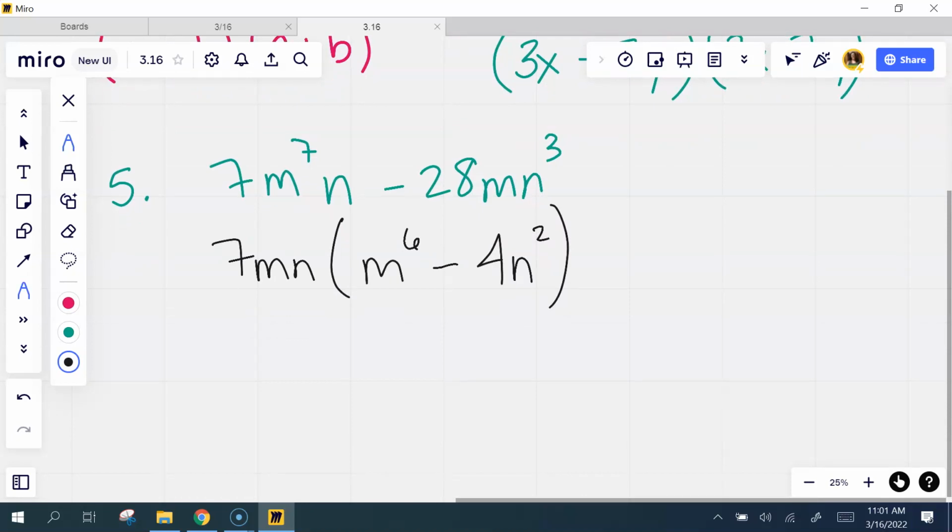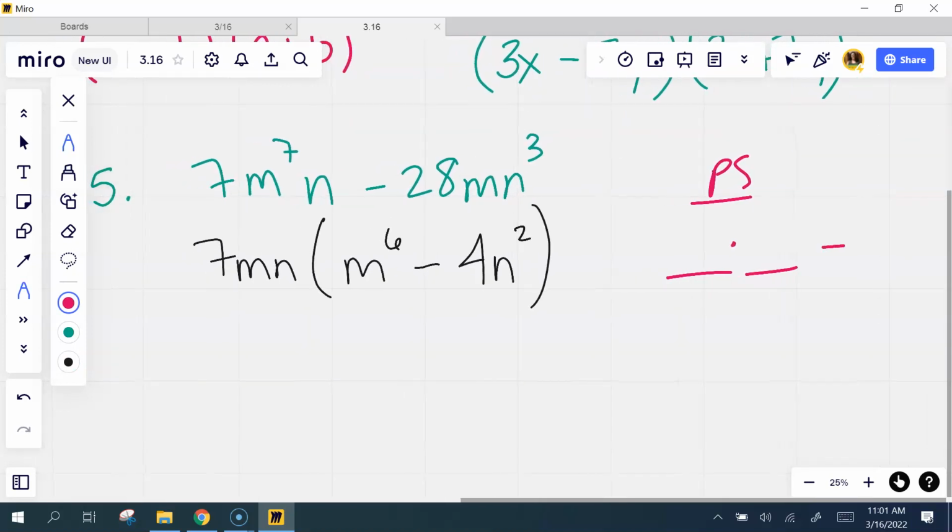Tell me what it means one more time to be a perfect square. Something times itself gives you that value. So is there something times itself that gives me m to the 6, and something times itself that gives me 4n squared? 2n on the bottom, you're exactly right. How about up top? How about that m to the 6? Let me ask you this.